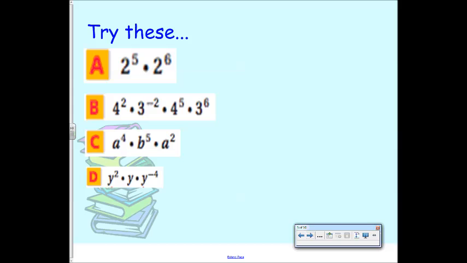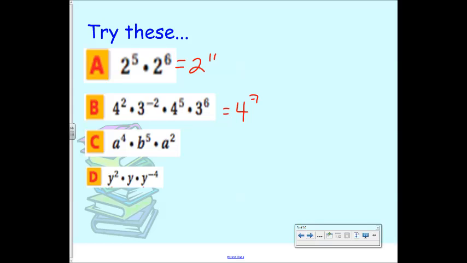Okay. So then try these. What would A be? 2 to the 11. Good, 2 to the 11th. What about this one? You just add the ones that are the same, right? So just like when you have combining like terms, you can only put together the ones with the same variables. Here you can only put together the ones with the same bases. So what can I put together with 4 to the 2nd? 4 to the 5th, which would give me 4 to the 7th.